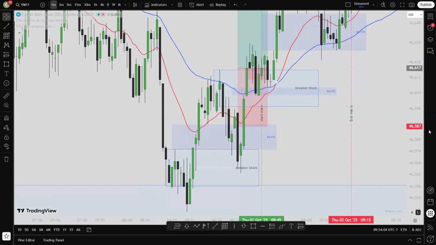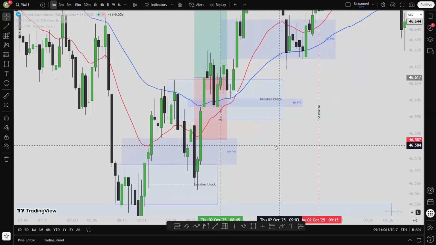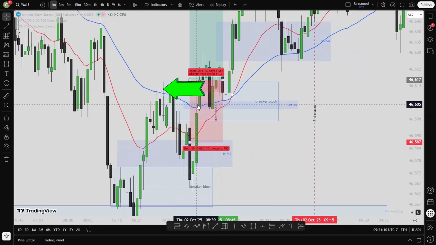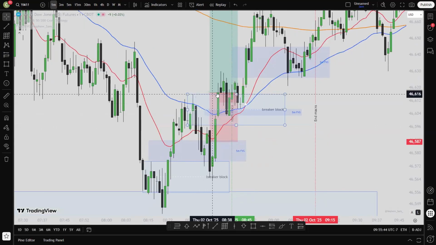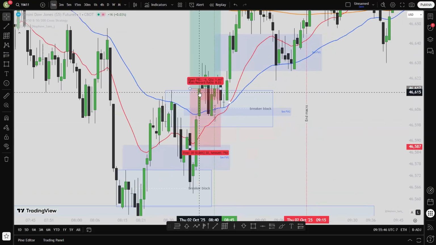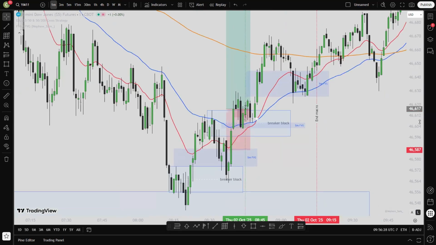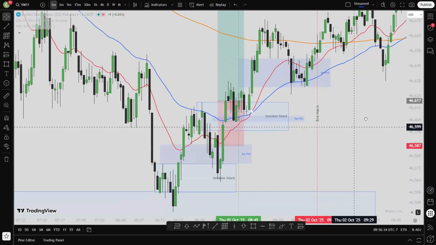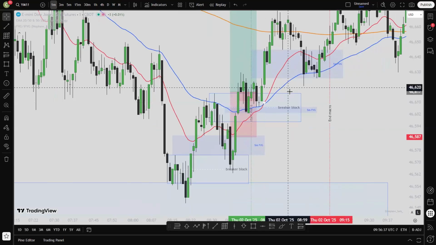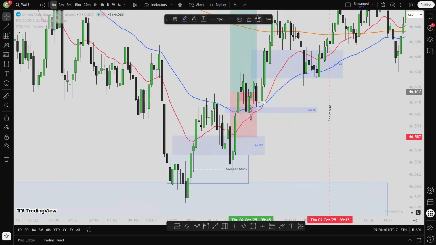I am looking for a form of displacement over this breaker block. And you can see we have it right here. We have this major displacement here. So as soon as we blew through this breaker block right here on the left, we displaced through it right here on this candle. Now I want to show you, and I'll start showing you on multiple occasions, how to scale in. Now, what does scaling in mean? It actually means taking multiple entries on the same trade. And we're going to go over that on this trade here.